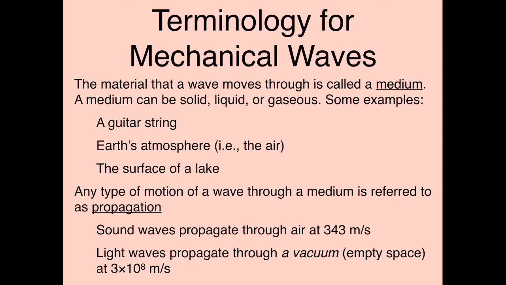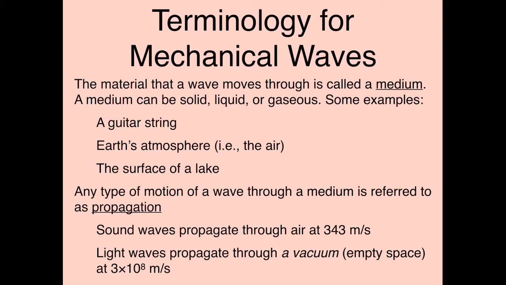Okay, when we talk about a wave moving through a medium, moving through some material, that's called propagation. So we say the wave is propagating through the medium. And again, depending on the situation, the speed of the propagation can be different. So a couple common ones that we want to know is sound waves propagate through air at about 434 meters per second. That's the speed of propagation of a sound wave through air.